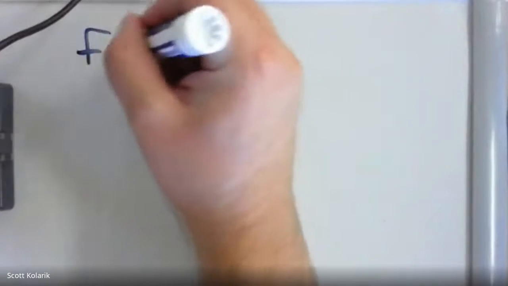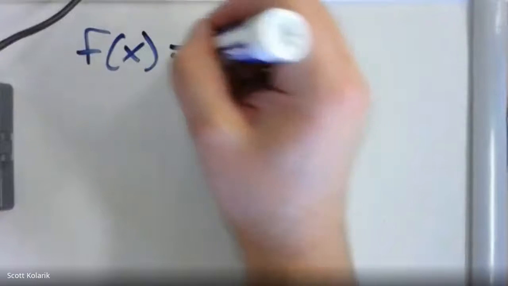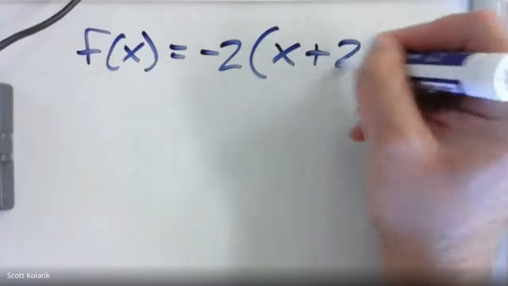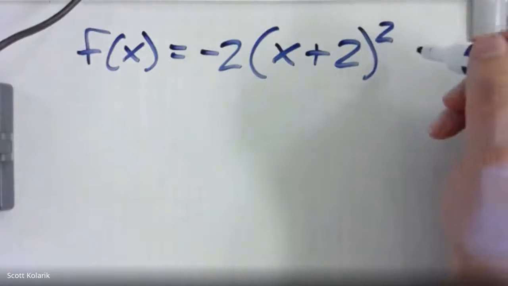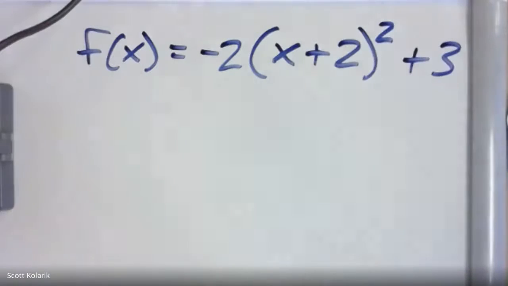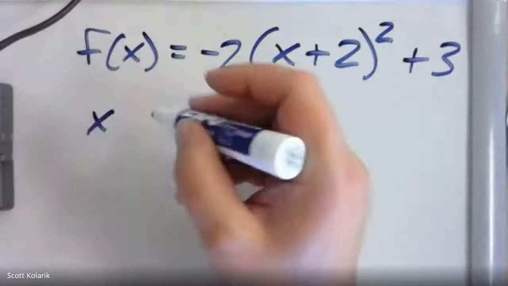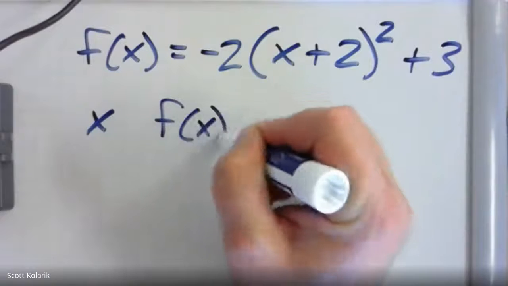All right. So our second example today gave us this function. f(x) equals -2 times the quantity (x plus 2) squared, plus 3. You were asked to graph this. So I need an XY table, right? So as far as work goes, I would immediately create my XY table.